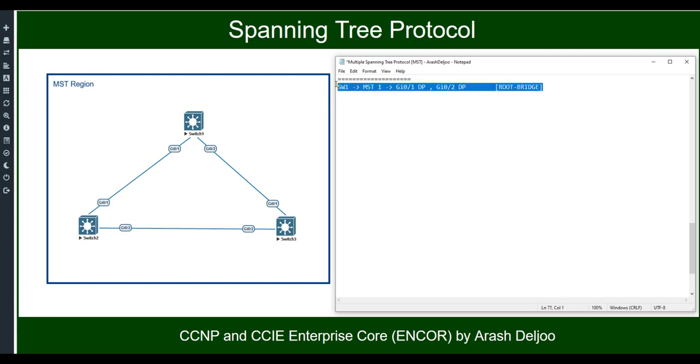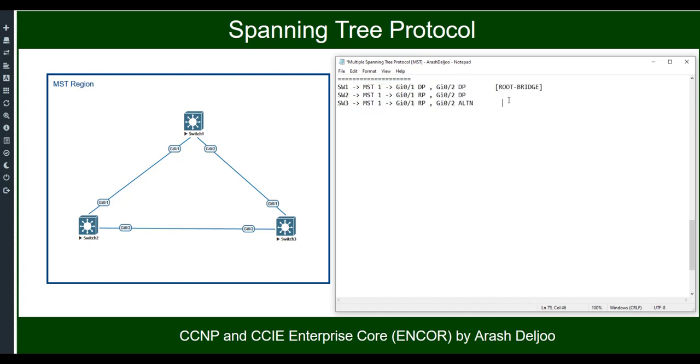First, let me show you the MST1 status in both switch 2 and switch 3. This is switch 2. In switch 2 for MST1, Gigabit 0/1 is the root port, and Gigabit 0/2 is the designated port, and this bridge is not the root bridge. In switch 3, about MST1, Gigabit 0/1 is the root port again, and Gigabit 0/2 is the alternate port, and this switch is not the root bridge. It is so easy. This is the story of MST instance 1.